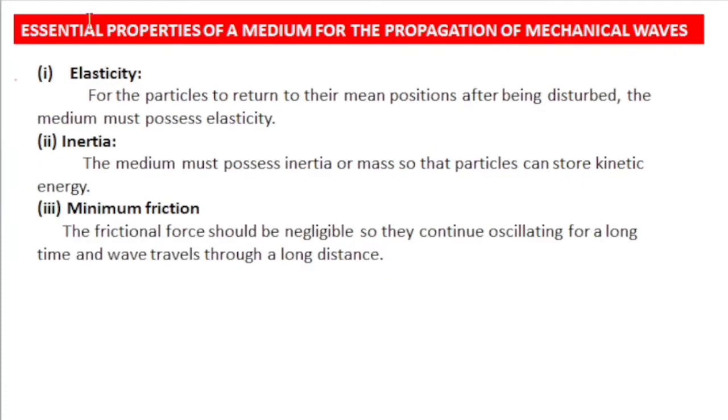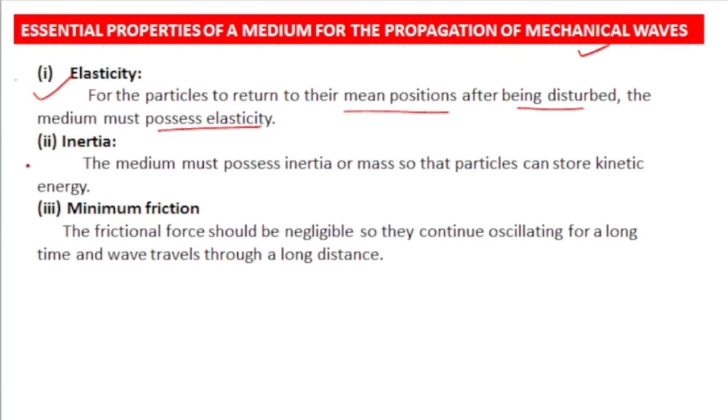Now next, what are the essential properties required of a medium for the propagation of mechanical waves? In all types of medium, a wave cannot be propagated. There are some properties of the medium required for the propagation of mechanical waves. First one is elasticity. Why is elasticity required? For the particles to return to their mean position after being disturbed, the medium must possess some elasticity; then only they return to their original position. So the medium must be elastic for the propagation of mechanical waves.